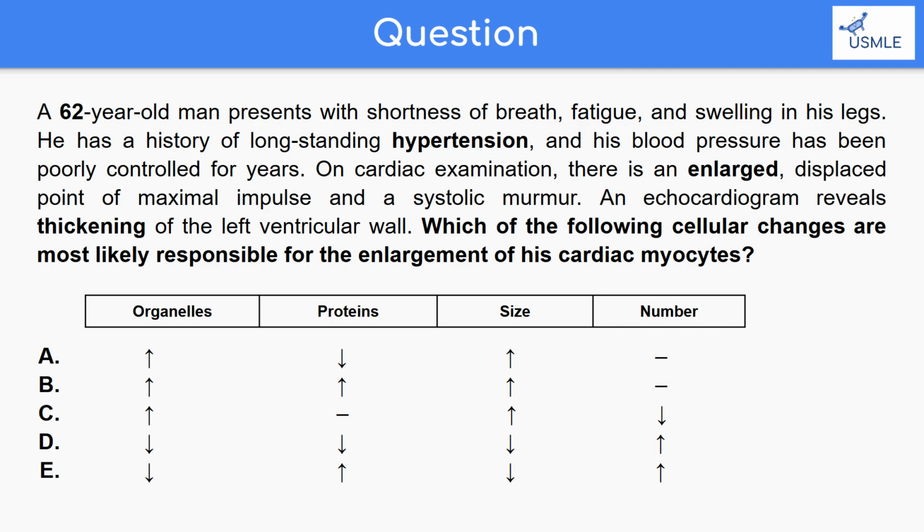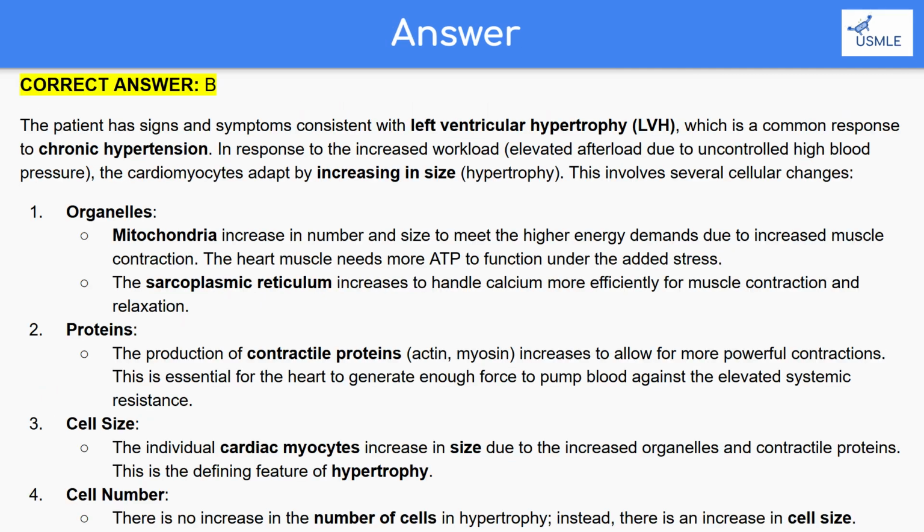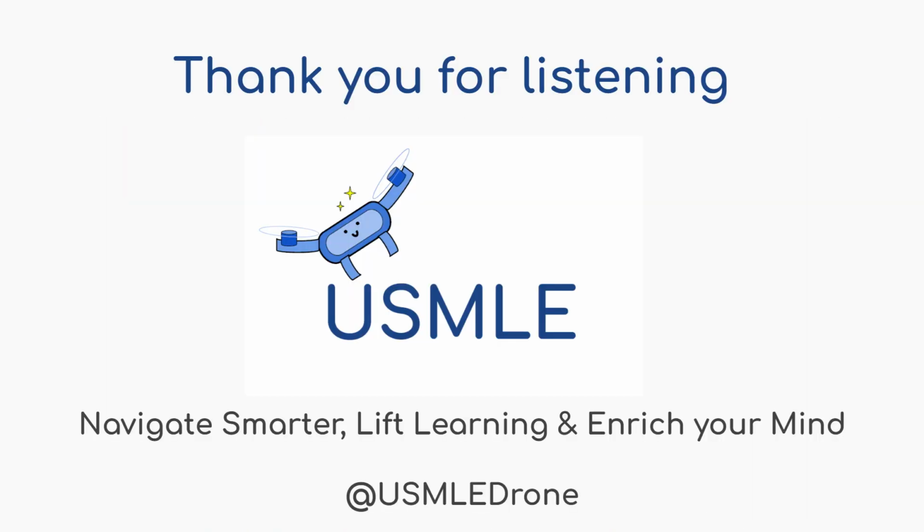Coming back to today's question, here we can see a patient who has chronic hypertension and has signs and symptoms consistent with left ventricular hypertrophy. In response to the increased workload, elevated afterload due to uncontrolled high blood pressure, the cardiac myocytes adapt by increasing in size, which is called hypertrophy. There is an increase in the number of organelles, proteins, and the size of the cell without affecting their number. Feel free to go over the answer explanation. Here is the key point. I will be discussing general pathology further as well, so stay tuned.